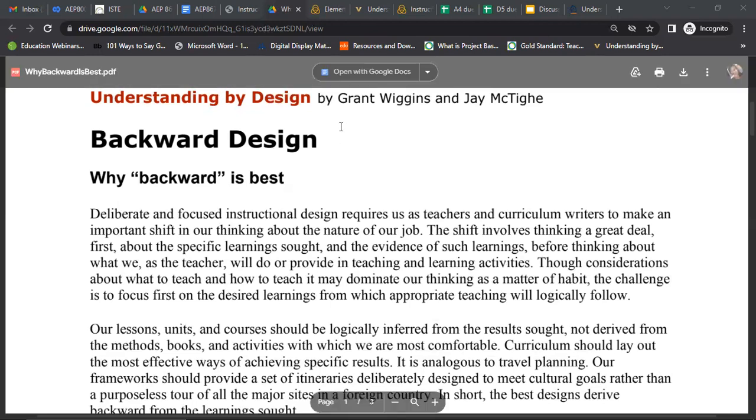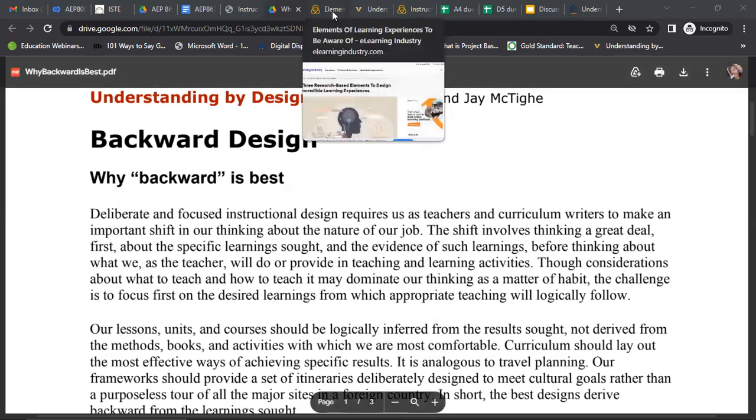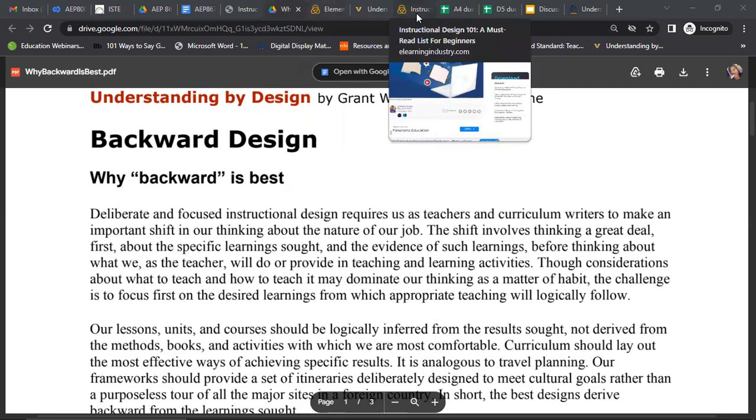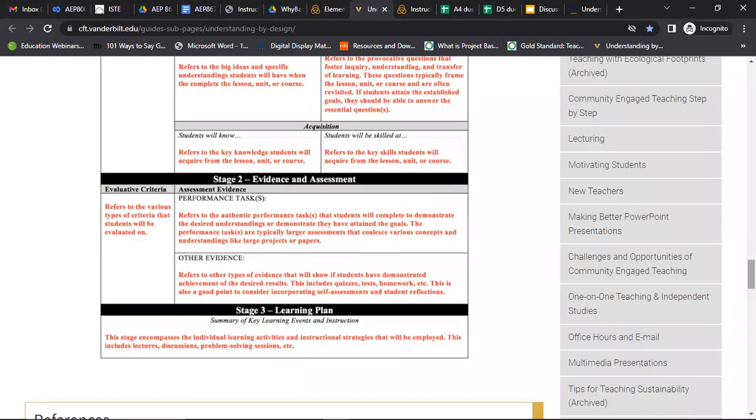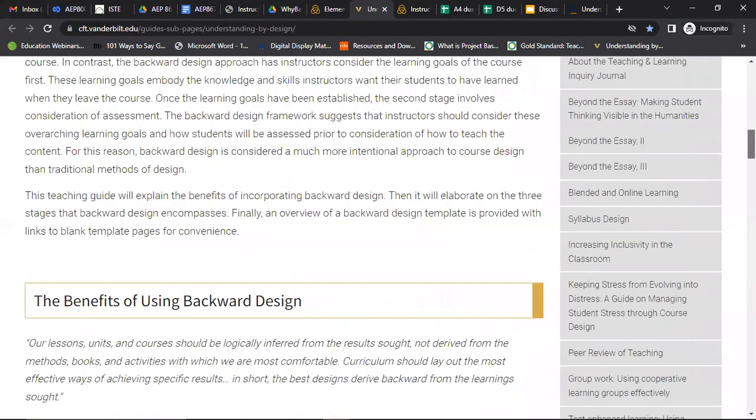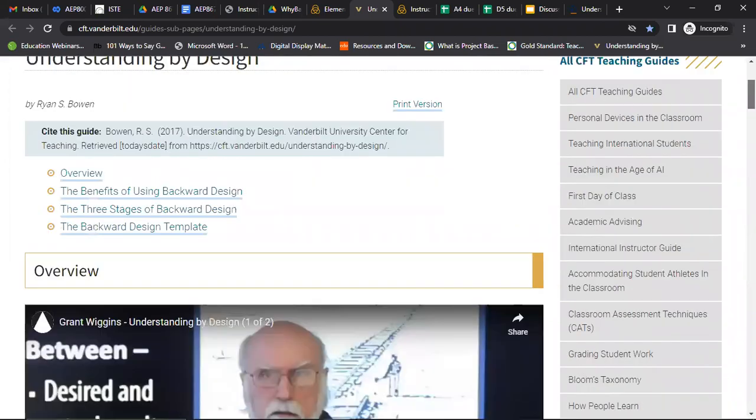And I truly support this argument because it helps teachers, and we focus more on the students and not just on the activities and the fun things that we feel the students are going to love. The second article is the same, about the understanding by design, from Vanderbilt University.